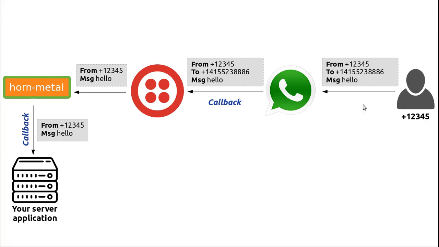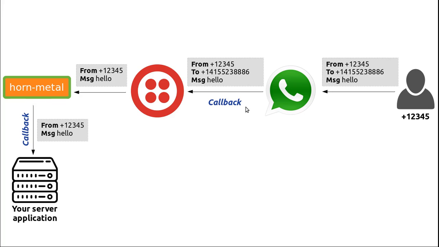So this is the complete chain which is happening. Let's say a customer who has been added to the list of senders of your sandbox on your Twilio project sends a message, let's say "hello". The WhatsApp server will receive that message. Now the WhatsApp server, for this particular phone number, has a callback URL of Twilio, so Twilio will receive that message. Twilio already knows that this phone number 12345 has been added to the list of senders of a particular sandbox whose name is Horn Metal. So that sandbox will receive that message, and you have provided it a callback URL, so the callback URL will be used and you will get that message from the user.